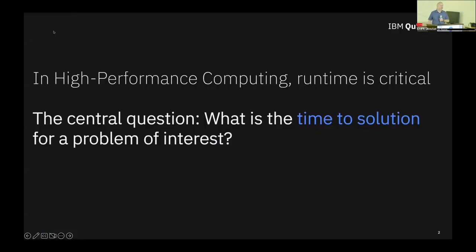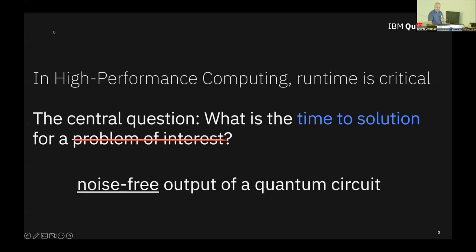Okay, so in high performance computing, IBM is all about computing. It's all about solving the world's problems using computation. A central question of interest is what's the time to solve your problem? If the time is too long, it probably doesn't matter to you. Now, I'm going to cheat a little bit here on my quantum advantage talk, and the reason is I'm really lazy. I don't want to have to rewrite this talk in 6 months when the world changes. And I'm going to change it from quantum advantage to what's the time to solution for the noise-free output of a quantum circuit. So everything I'm going to do from here on is a little bit independent of exactly what quantum circuit you're interested in running, how deep it is, how wide it is, and just going to talk about techniques for getting the answer.